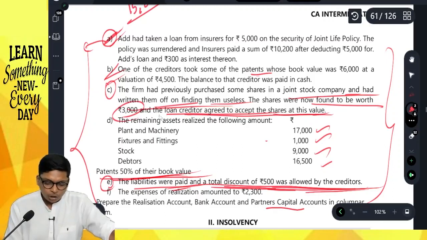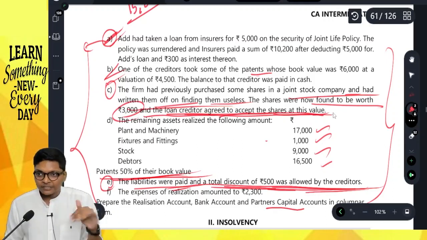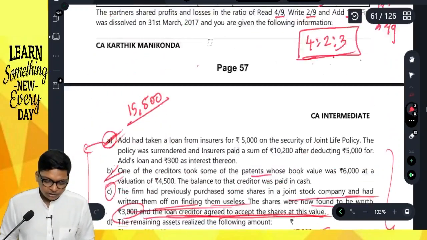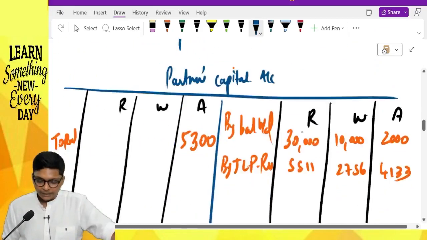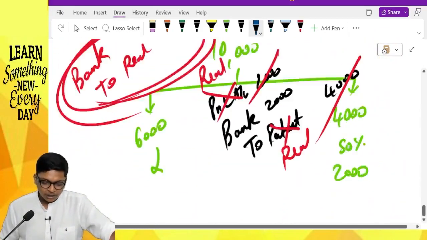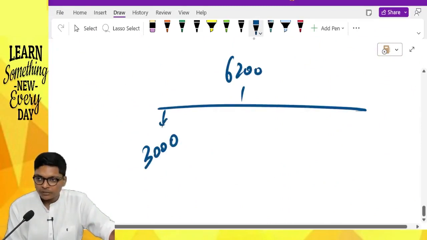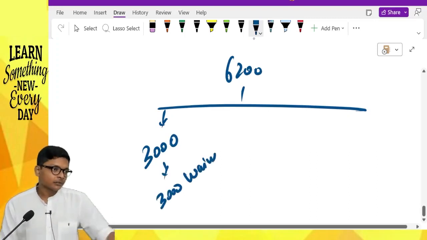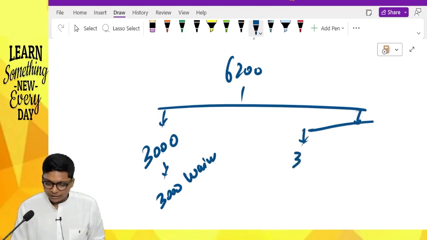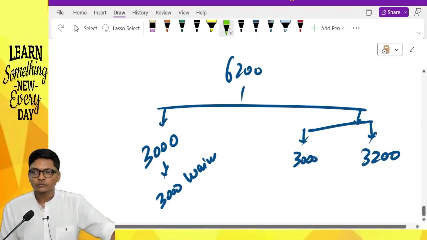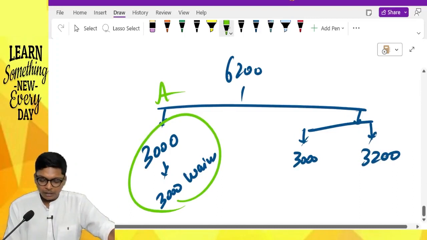The other assumption you can take is that the loan creditor agreed to accept the shares at this value, and you can say he is accepting this fully as waiver. That's an assumption you have to take. See, loan creditor is how much? 6,200. Every answer will be correct, that's secondary for me. Option 1 is he is taking shares of 3,000 and the balance 3,000 is waiver. Option 2, he is taking shares of 3,000 and I am paying him cash for the rest. Which sounds reasonable? A or B?